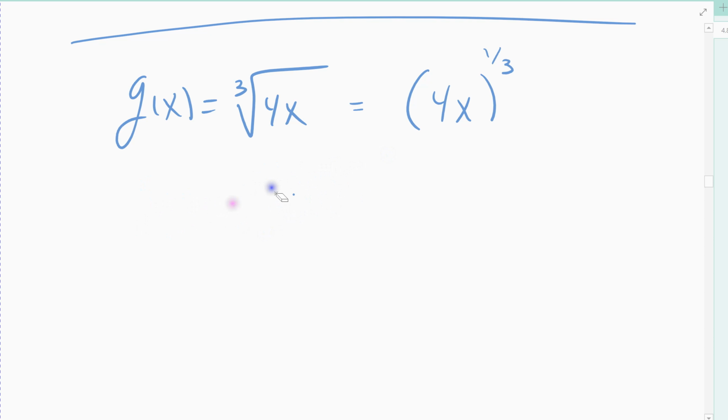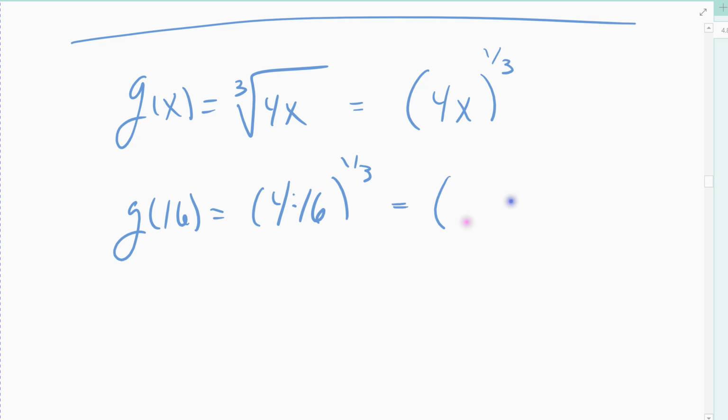All right, so if I graph, both of those things are exactly the same thing, and it's actually easier to graph the second version than it is the first version. All right, so we'll find an example. g of 16 would be 4 times 16 to the 1/3, which comes out to 4, because 4 times 4 times 4 is what you get, but I'm going to write out what 4 times 16 is just so that we have the number 64. So 4 times 16 is 64. 64 raised to the 1/3 power is 4.